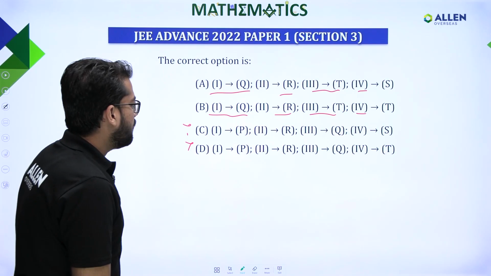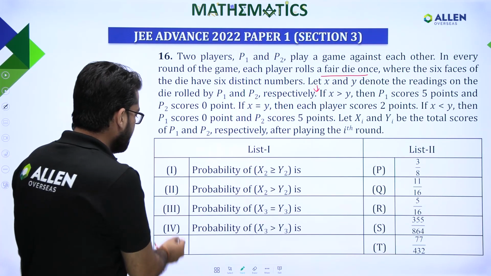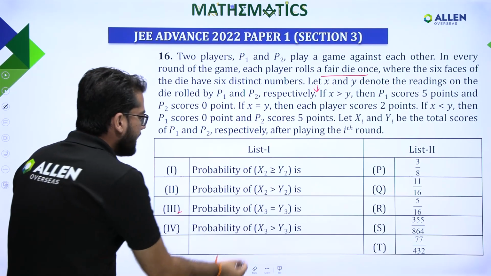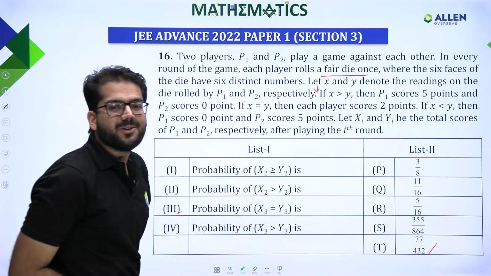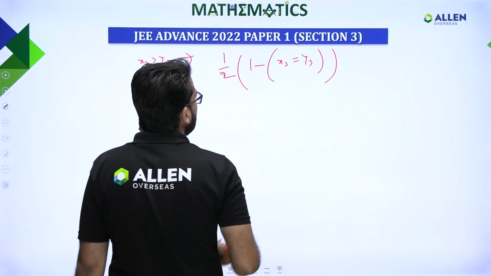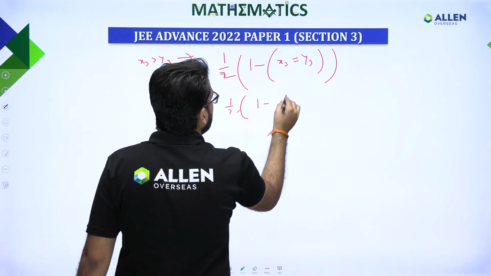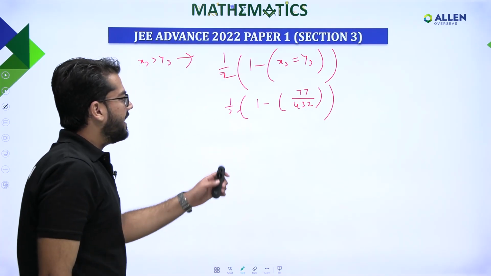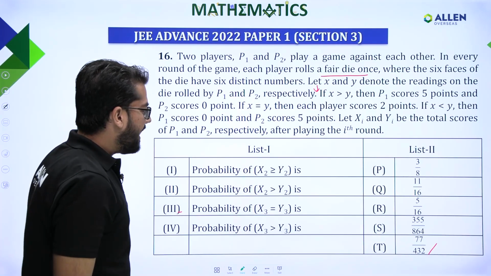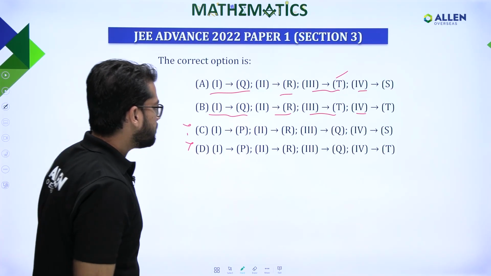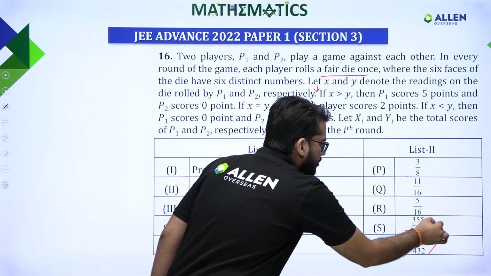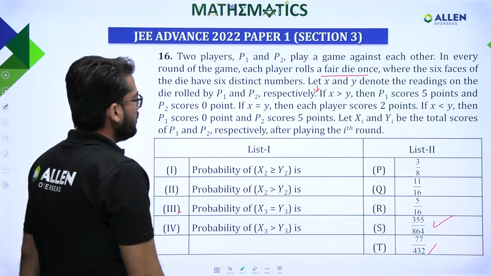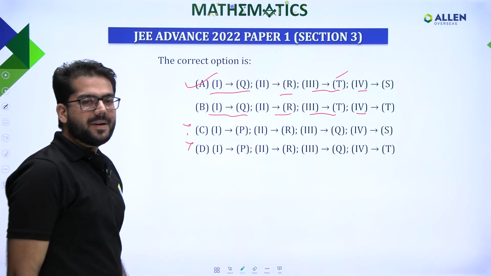And X3 is equal to Y3, we have what? Actually, we have X3 equal to Y3 in the third option. In the third option, we have T as the correct one, right? So the value of X3 equals Y3, we have 77 by 432, right? 77 by 432. So you can check 1 minus 77 by 432, right? So half of 1 minus 77 by 432, then you will get the final answer, that is 355 by 864. You can cross check after the calculation, right? So here we have the first option is the correct one. Hope it is clear to everyone.